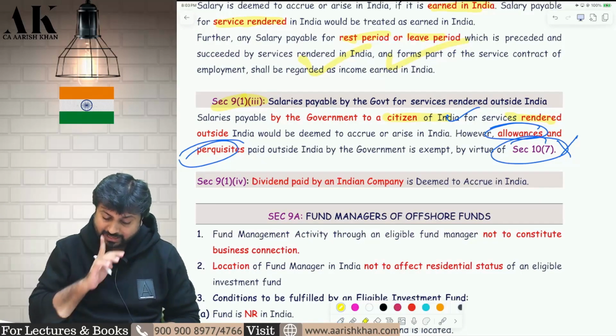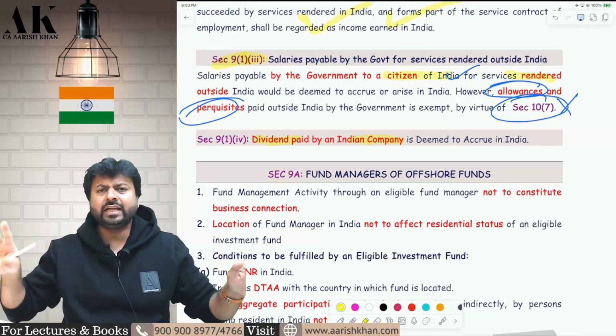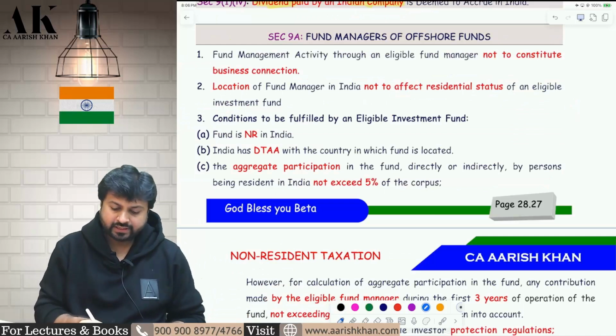Next one, section 9(1)(iv). If a dividend is paid by an Indian company, then it is always deemed to accrue or arise in India. Dividend paid by an Indian company is always deemed to accrue or arise in India. Okay. Now let's go ahead with the next section, that is section 9A.